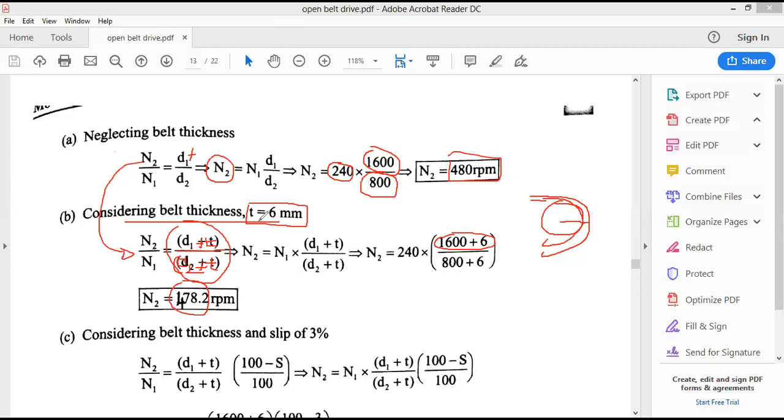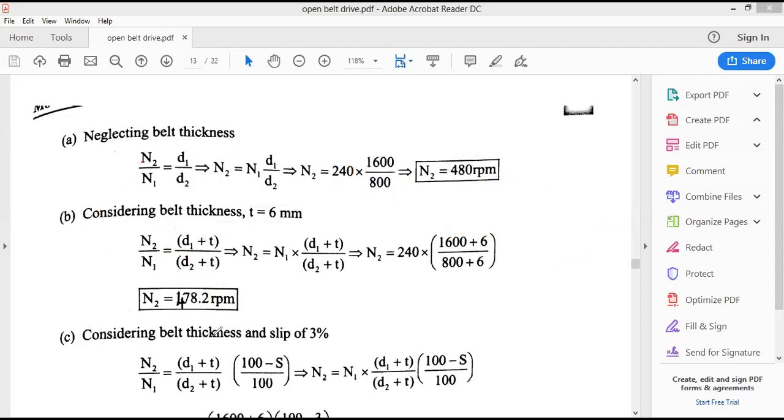Now we'll go to the third condition, which is considering the belt thickness and a slip percentage of 3%. So 3% means that if the pulley makes 100 rotations, the belt is not going to go for 100 times, it is going to go for 3% less than that. So we'll see how to do that.